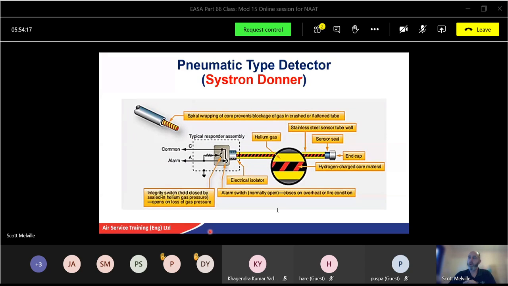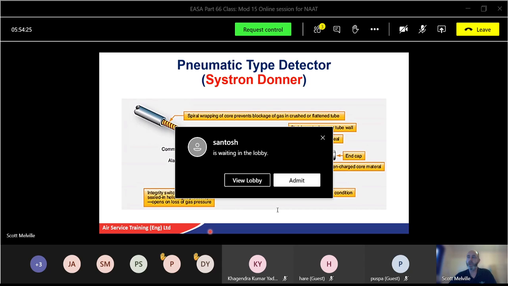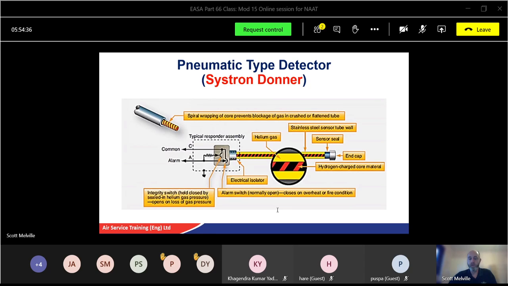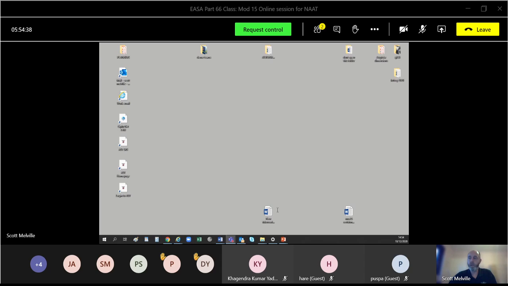Now this one's my favourite one. It's classed as a pneumatic type detector, so we're looking at air. It's also known as a system donor. The way I remember this one, I call it a doner kebab, just because it sounds like donor.